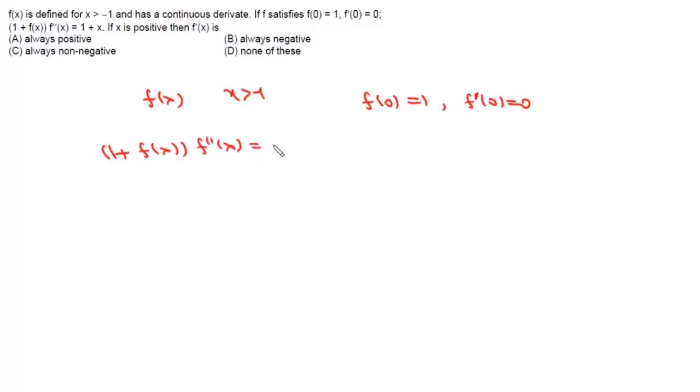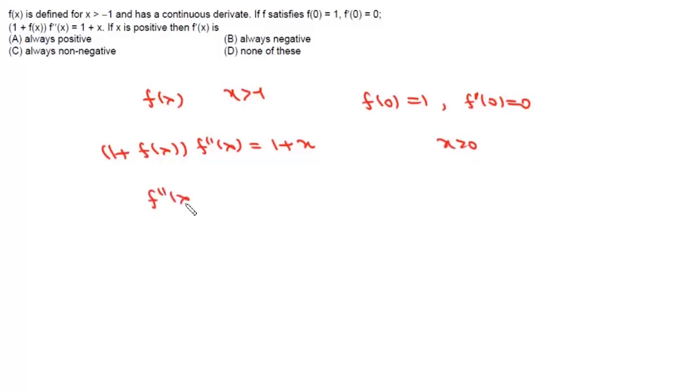Now here the question is, f(x) is defined for x greater than minus 1, and it says if f(0) is 1 and f dash 0 is 0 and 1 plus f(x) into f double dash x is equal to 1 plus x, and if x is greater than 0, then f dash x is which of the following?